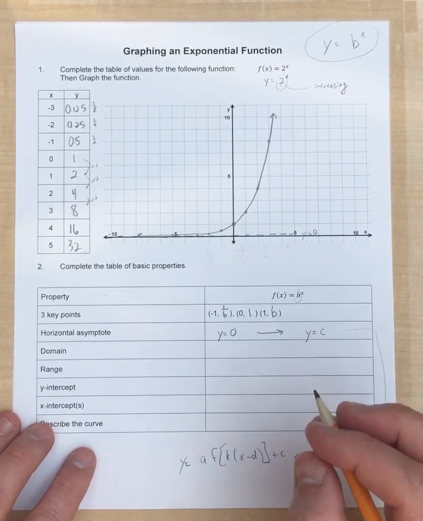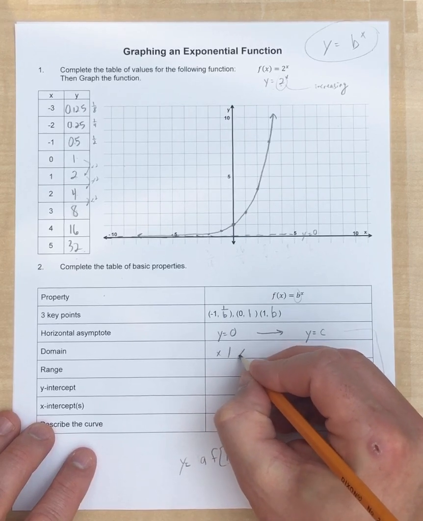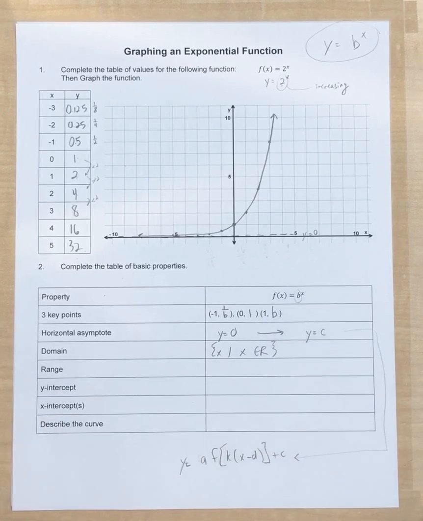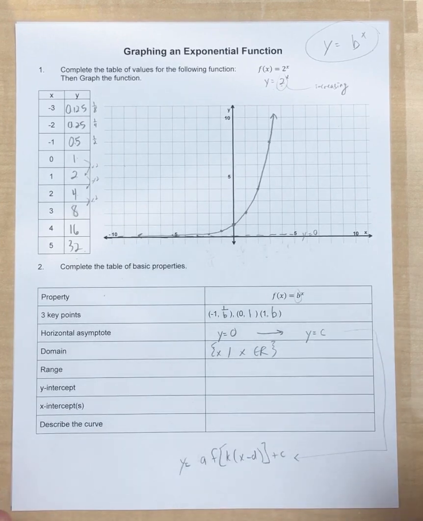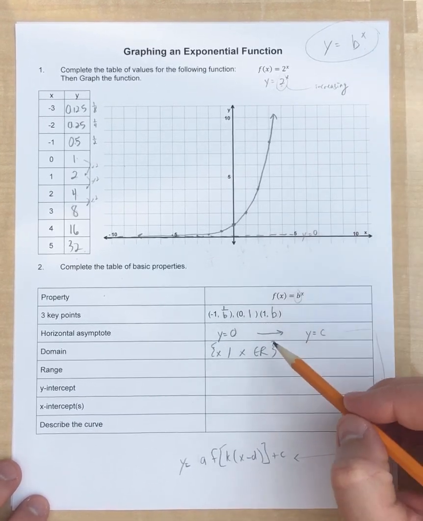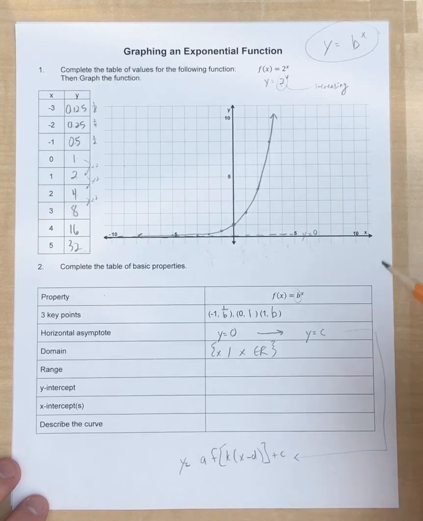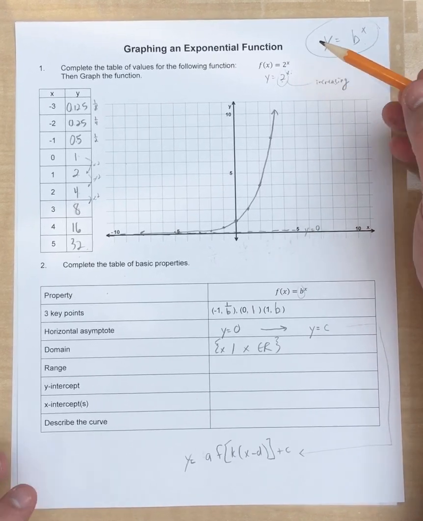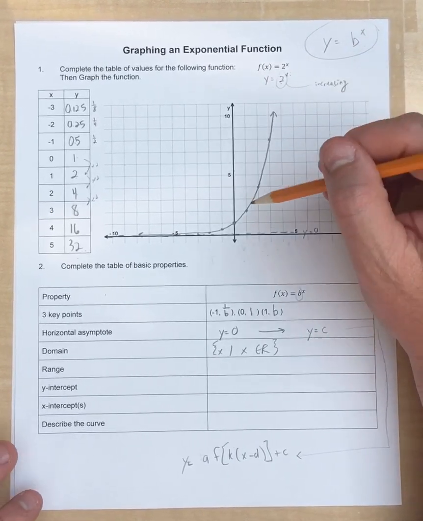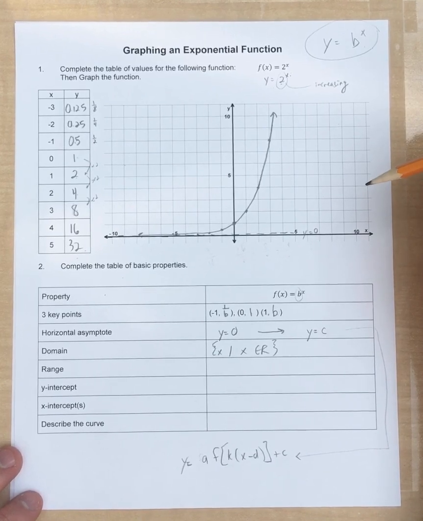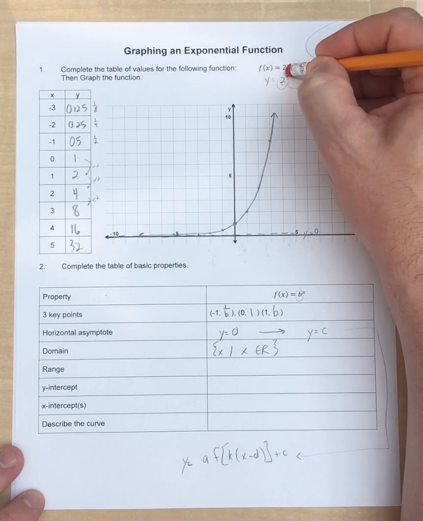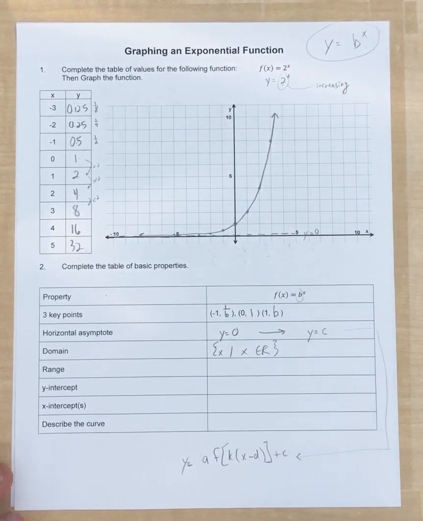My domain is always x such that x is a member of the real numbers. Always for these, unless there are restrictions put on in some practical application question. But otherwise, if it's just a mathematical relationship between x and y and it's exponential, all x values are allowed. We can have halves, we can have thirds because we've done fractional exponents. Decimals are the same thing as fractional exponents. And of course, we can also have negative numbers as well as positive numbers. So we know they're all fair game.